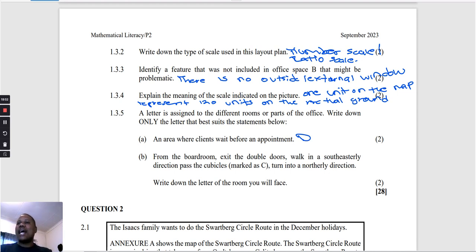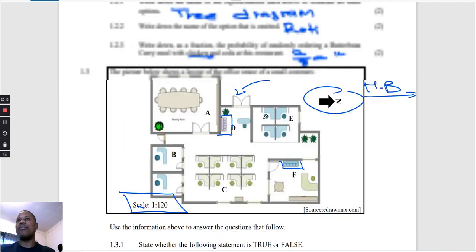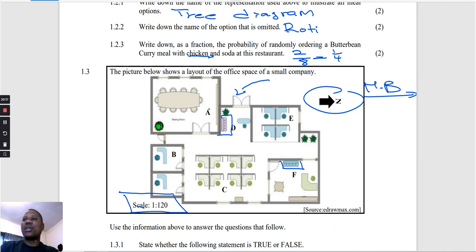They are saying from the bathroom exit, the double doors, walk in a southeasterly direction, pass the cubicles marked as C, turn into a north direction. Write down the letter of the room you will face. Let's go. From the boardroom, exit the double doors. These are the double doors. You have exited, you are here.